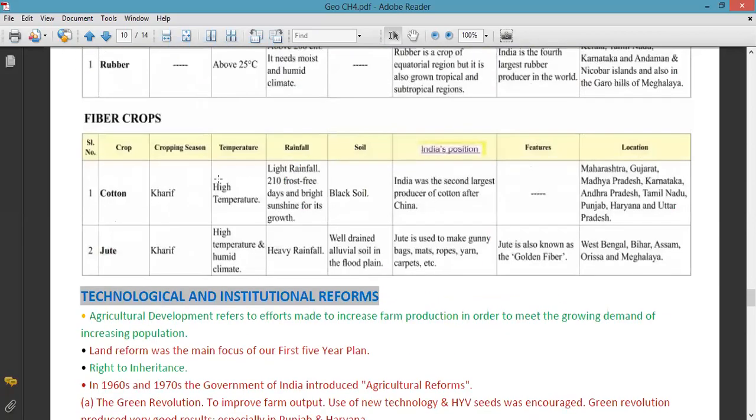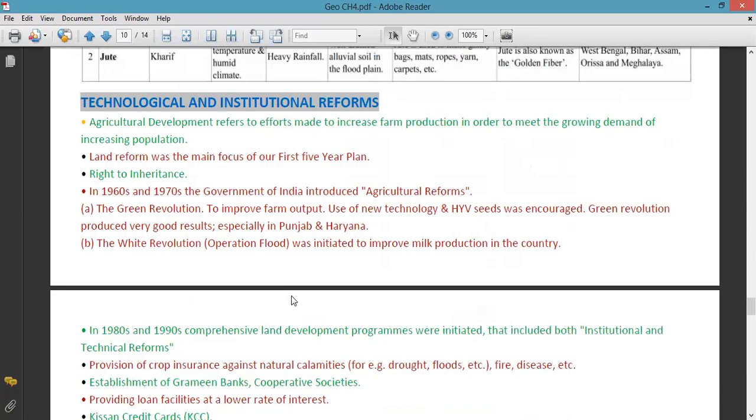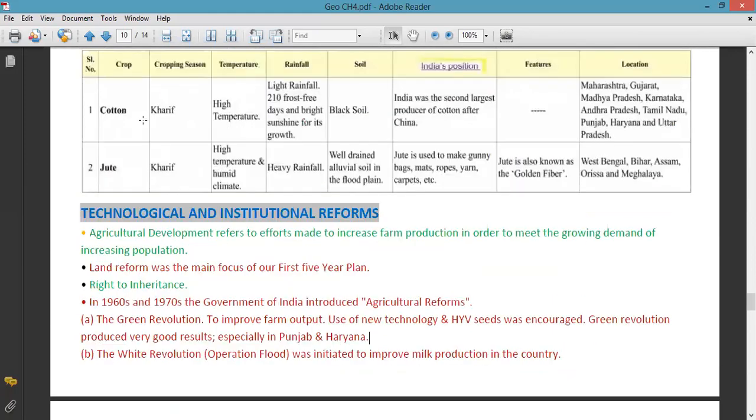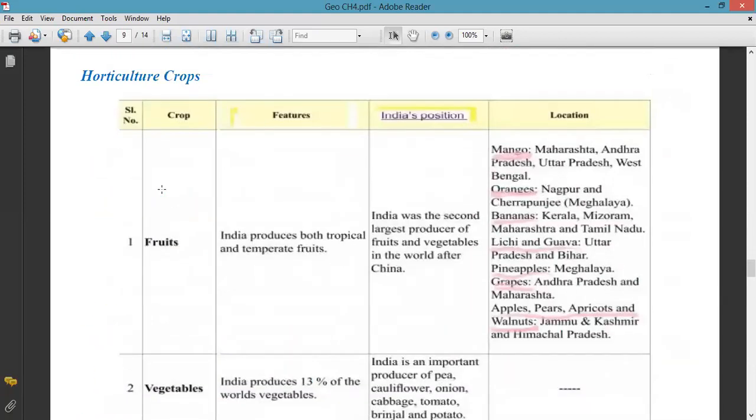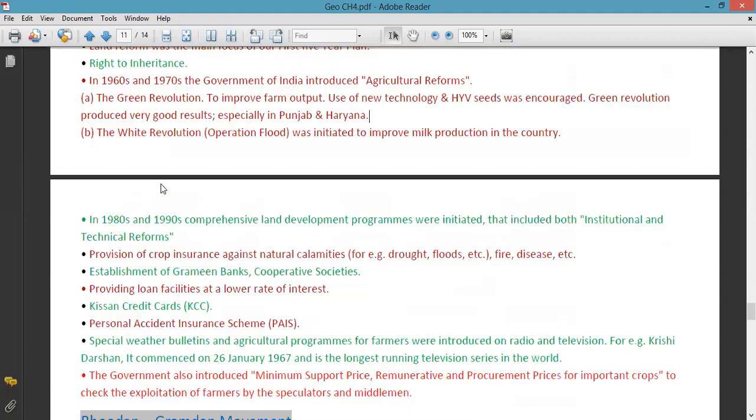For example, we are not only growing cotton and rice, we are also growing rubber, jute, wheat, many crops we have discussed, fruits, vegetables, right? But the green revolution mainly focused on some plants, especially cotton, rice and sugarcane. That's why some states' farmers were not liking the green revolution.